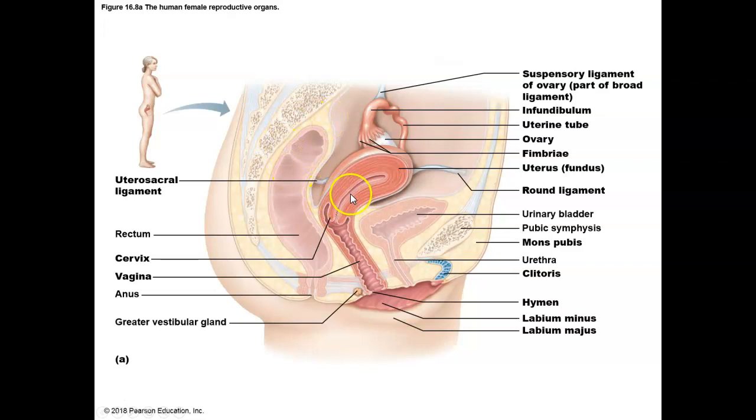So here you can see the ovary, and here is that uterine tube that leads to the uterus. This is where implantation of the blastocyst occurs, where embryonic and fetal development occur. And then at the end, we have that cervical canal, and that leads into the vaginal canal, which is also known as the birth canal.